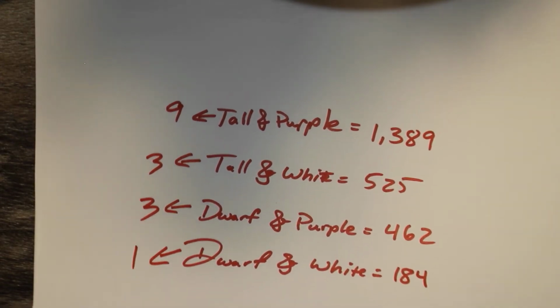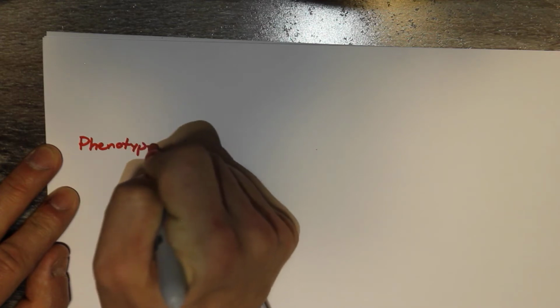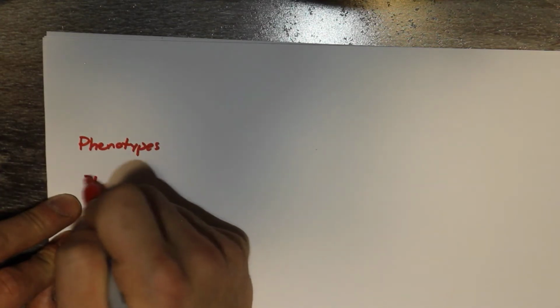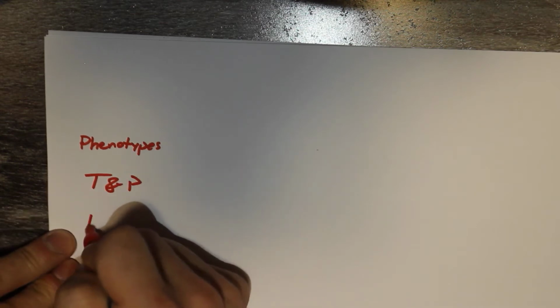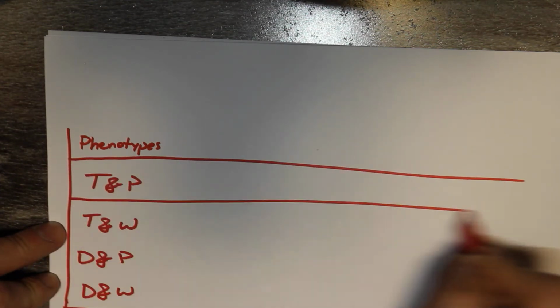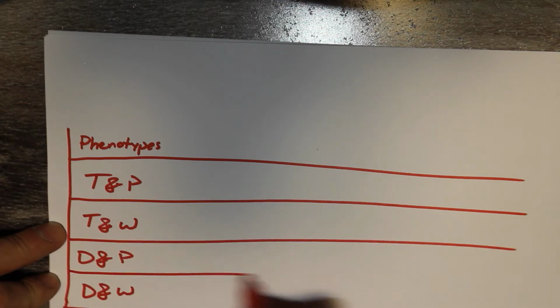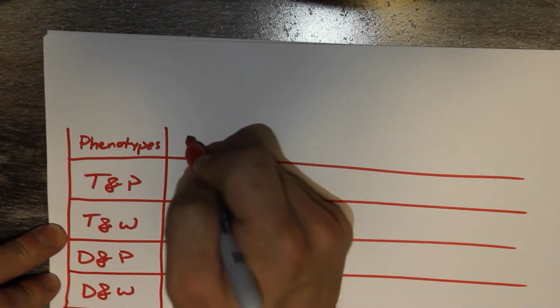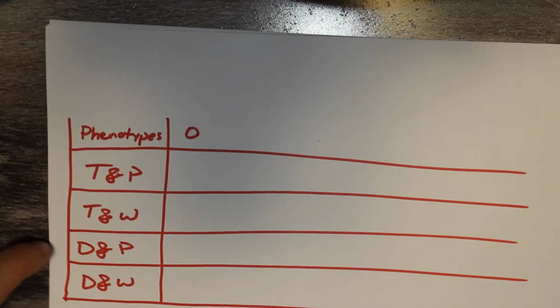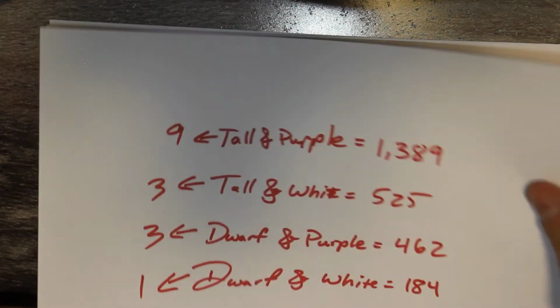All right, so let's start up our nice little chart here. I may abbreviate a little bit just to save some time and space. So our phenotypes, we're going to have tall and purple, tall and white, dwarf and purple, and dwarf and white. Okay. And we will have our nice little chart here. So there's our phenotypes. Our observed values, and that's what we were given. That was these guys here.